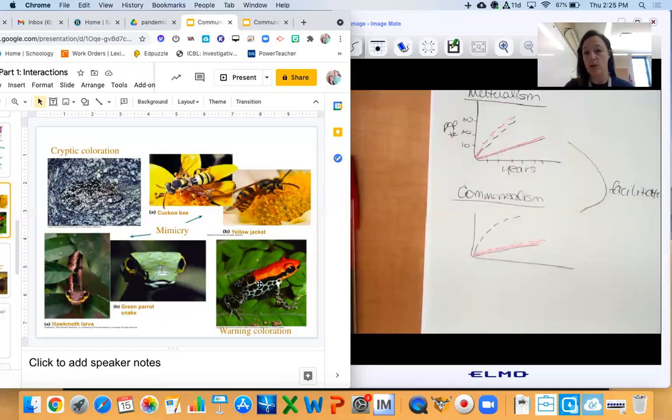So here's just a poison dart frog. Bright orange color says, hey, I'm poisonous. Don't lick me. Don't eat me. You better stay away or you can die. And so those two sometimes are kind of seen together.